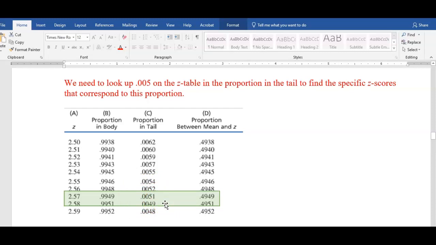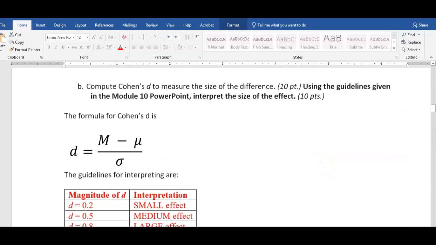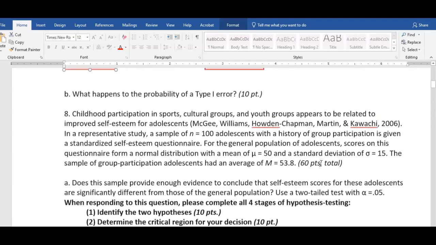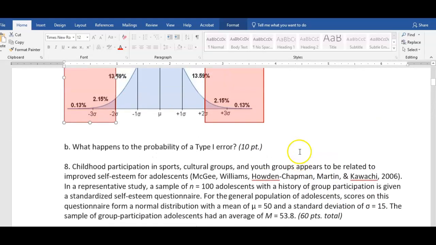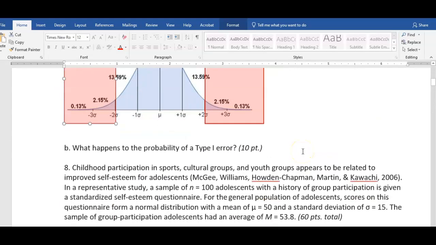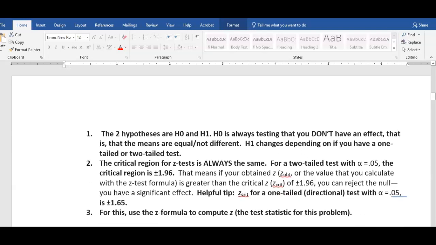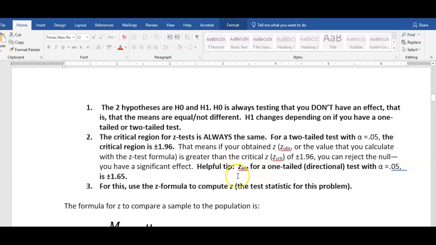For alpha equals 0.05, you would look up 0.0025. And we have done this in previous problems. And so we already learned that the actual value for that is 1.96. So the critical region for a two-tailed test where alpha equals 0.05 is plus or minus 1.96.